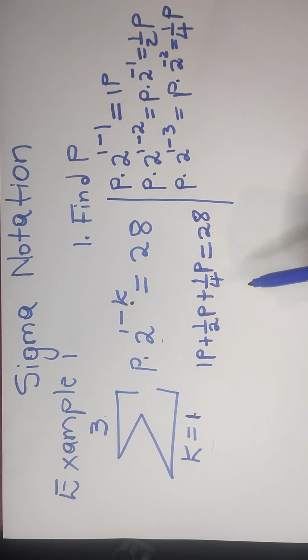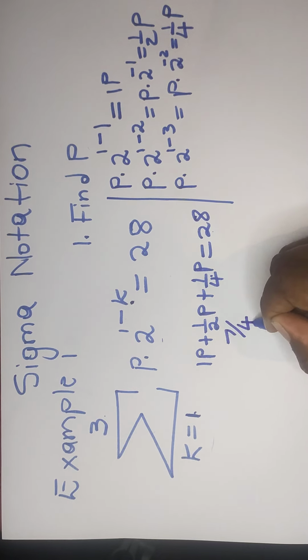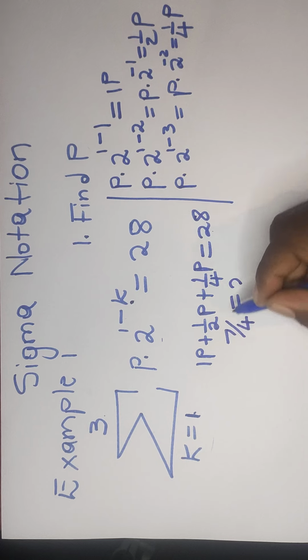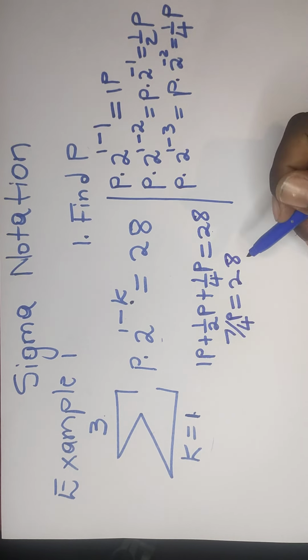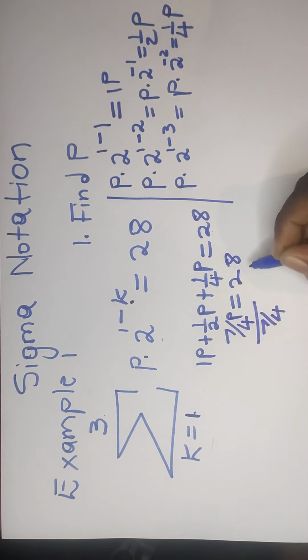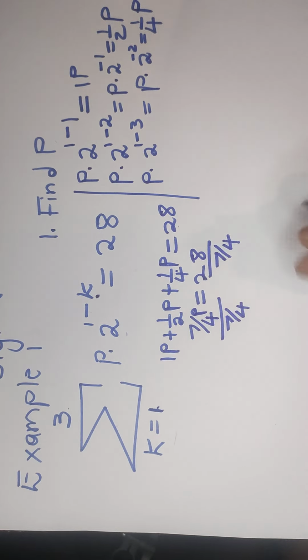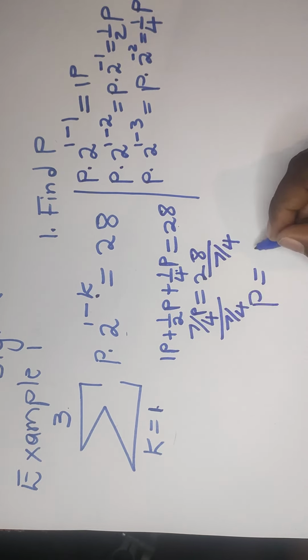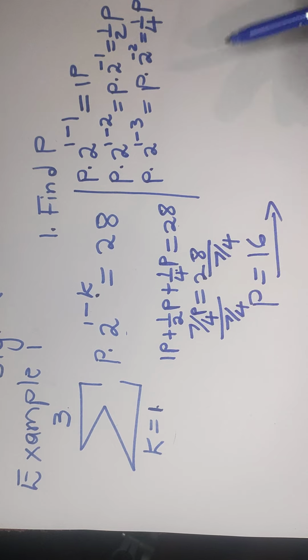So the actual value, if you add all of these numbers, you will find 7 all over 4p, which is equal to 28. And then you need to divide by 7 all over 4 on both sides. And then your final answer will be p is equal to 16. So that's how you find the value of p.